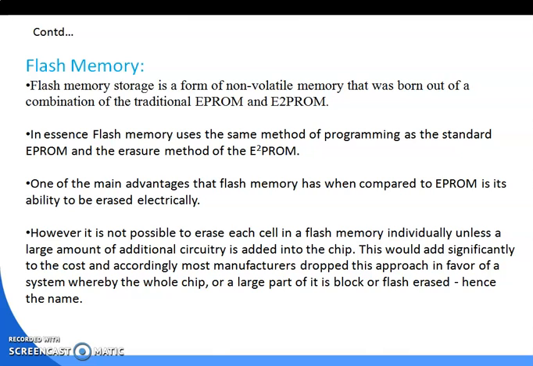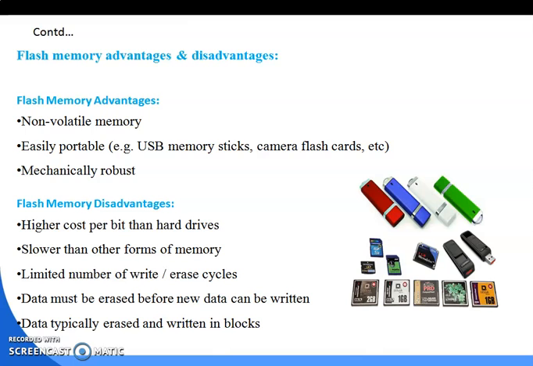Like suppose here, flash memory. Yeah, these are the flash memories, the pen drives. Next, these cards are used in your digital cameras. Right, now this is the memory chip, SD memory chips. So these are known as flash memory. So look at the advantages of flash memory. It is non-volatile memory, easily portable, and mechanically robust.